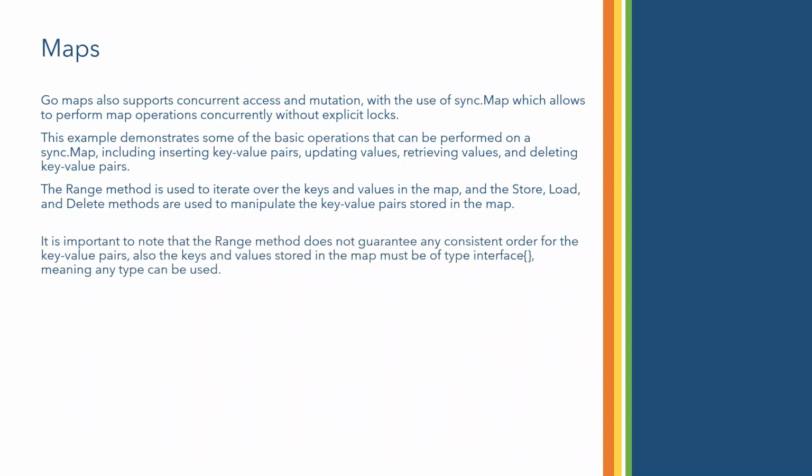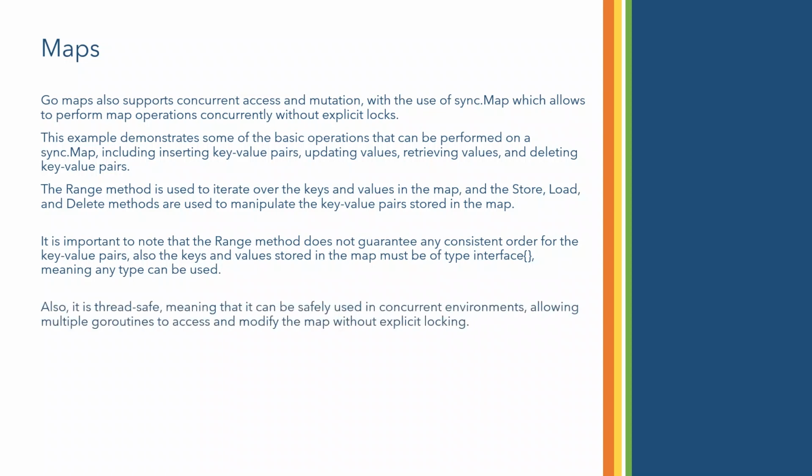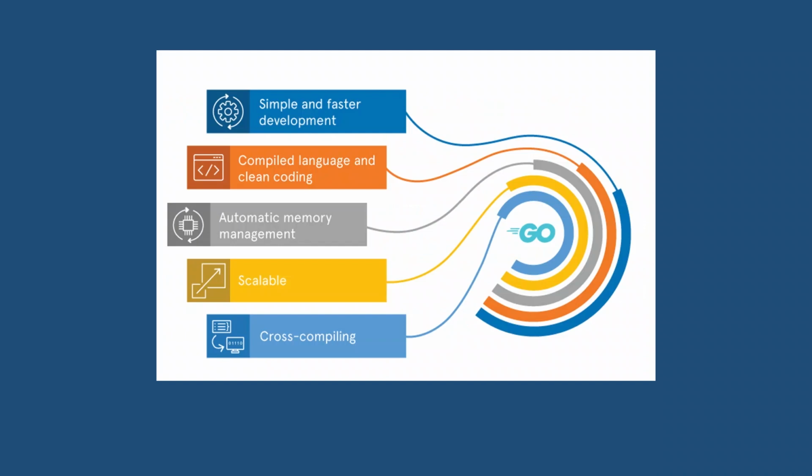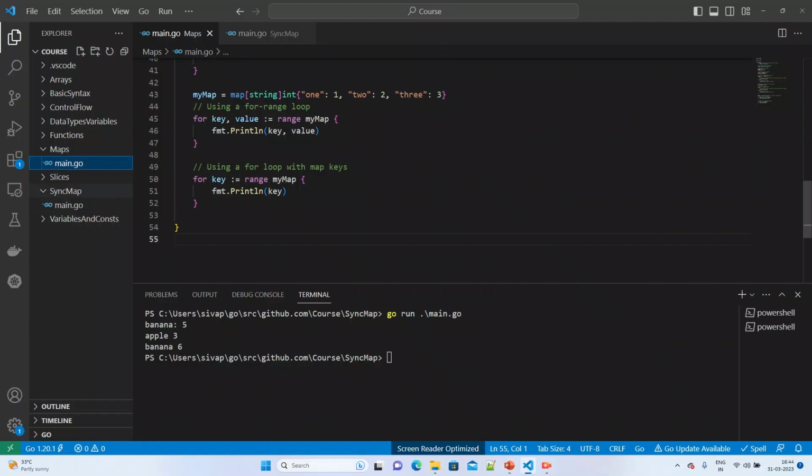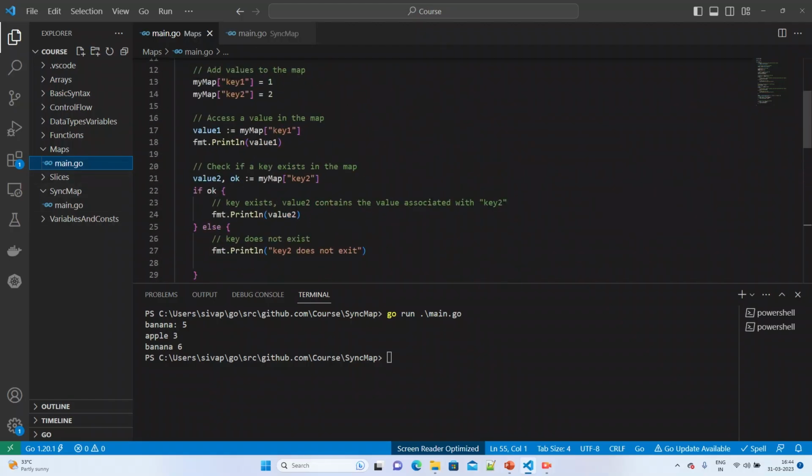It is important to note that the range method does not guarantee any consistent order for the key value pairs. Also, the keys and values stored in the map must be of type interface, meaning any type can be used. Also, it is thread safe, meaning that it can be safely used in a concurrent environment, allowing multiple Go routines to access and modify the map without explicit locking. We'll discuss this program as well. Let's move on to the coding part.